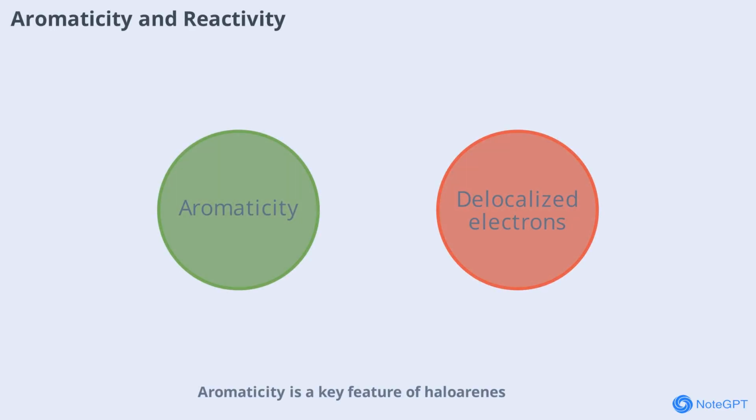Aromaticity is a key feature of haloarenes. The delocalized electrons in the benzene ring provide extra stability, affecting how these compounds react. This stability makes haloarenes less reactive towards nucleophilic substitution but more selective in electrophilic substitution. Aromaticity is central to understanding the chemistry of haloarenes.